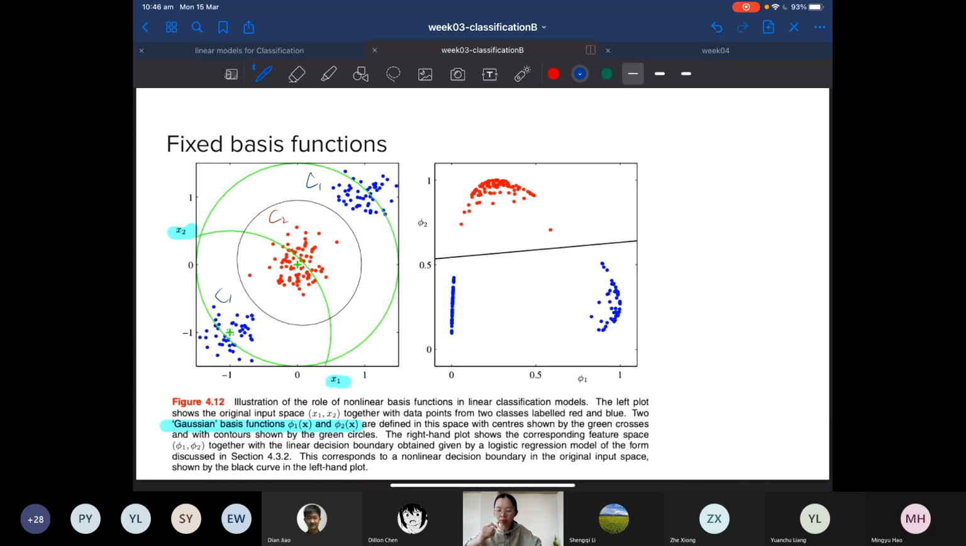We've been talking about linear models, but if we use what's called Gaussian basis functions, or concentric circles, there are only two basis functions here, centered somewhere in the red and somewhere in the blue respectively, and they have a fixed radius. If we project the data into this two-dimensional space, which is now defined by phi1 and phi2, we can say, oh, nice, now they are linearly separable.